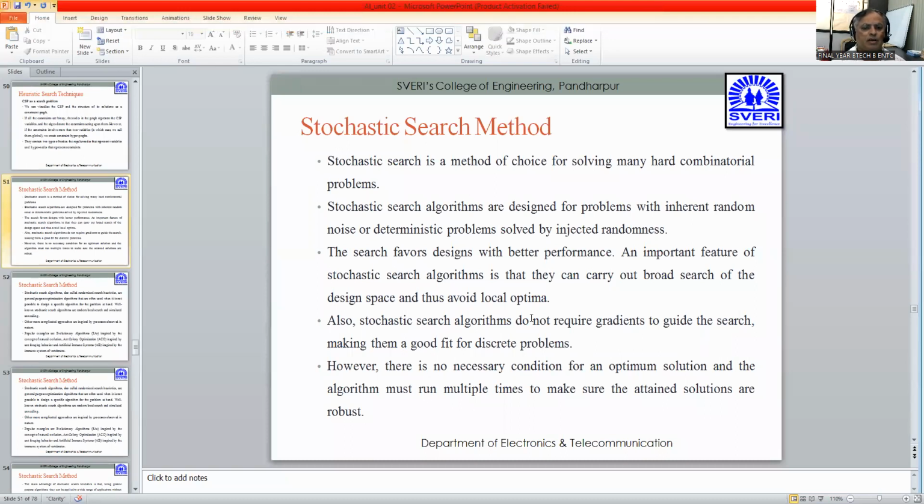Now here, the stochastic search method is actually a choice for solving many hard combinatorial problems. So in these cases, where you have a problem with inherent random noise or deterministic problems, then we can go with the stochastic search. The search favors designs with better performance. The most important feature of these algorithms is that they carry out a broad search of the design space and then avoid local optima. I have said that it is mostly used to find the minimum optima. Also, the stochastic search algorithms do not require gradients to guide the search.